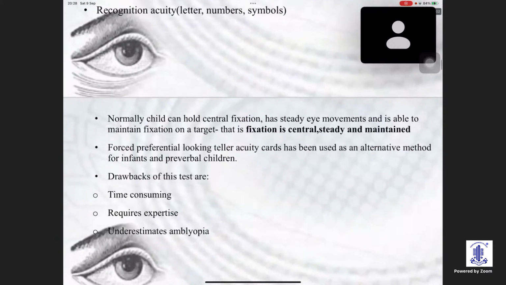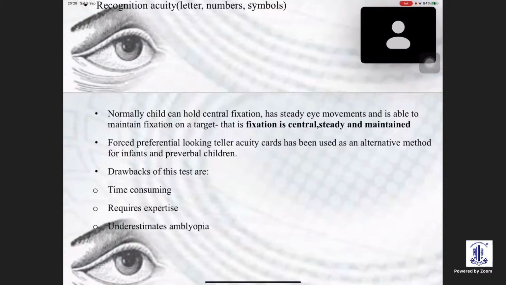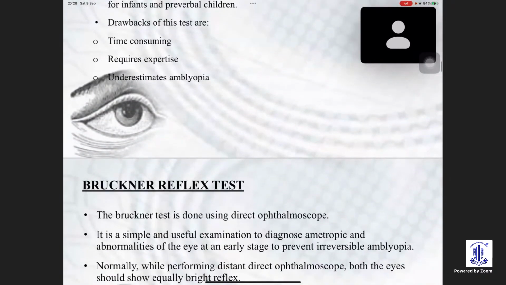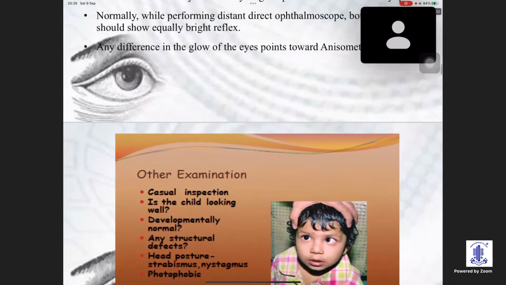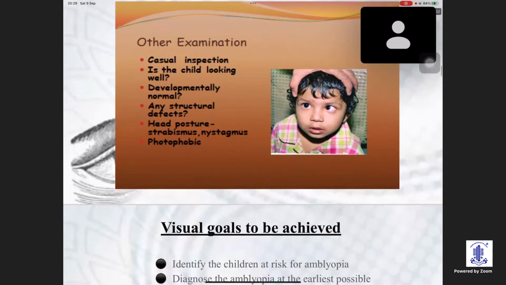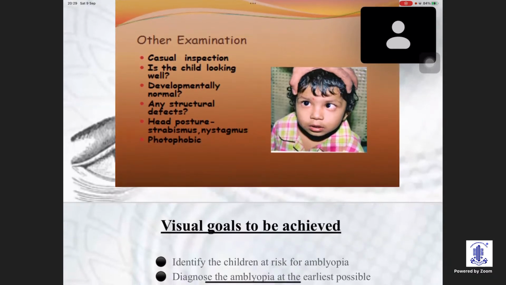However, these have drawbacks. They are time consuming, require expertise, and underestimate amblyopia. Bruckner's reflex is very important, and it is done using the direct ophthalmoscope, and it is simple and useful to diagnose ametropia and anomalies of the eye at an early age. Then you must see: is the child looking well, developmentally normal, any structural defect, any head postures.